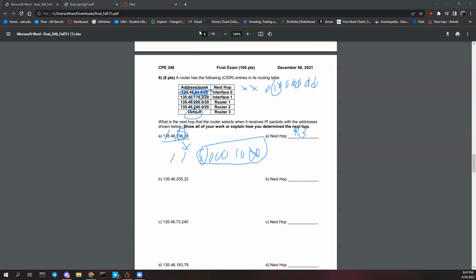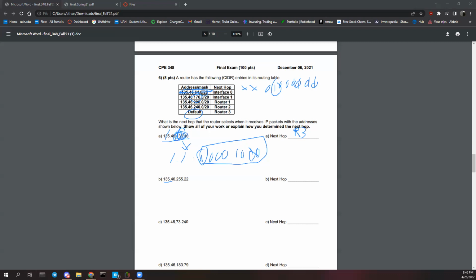All right, next one. 136.46, still the same, but we have a 255. Why did the .176 not work? .176 is bigger, but remember, it has to contain it within its range. Well, I mean, as long as it's not bigger by more than 15.